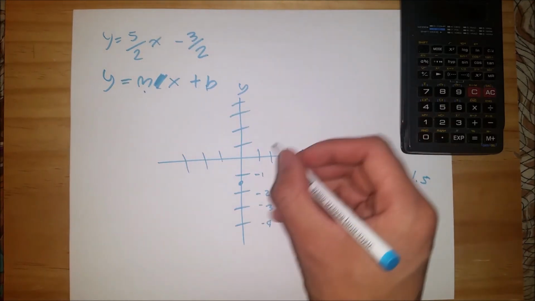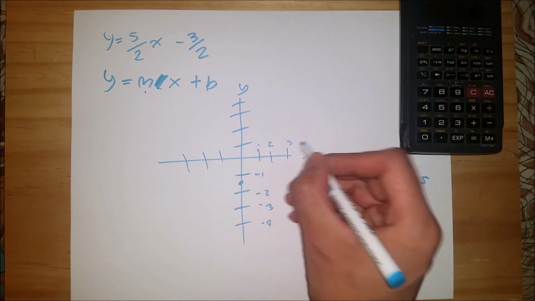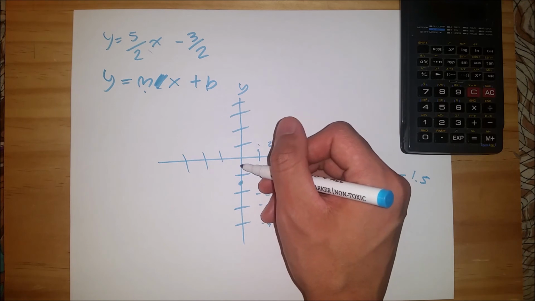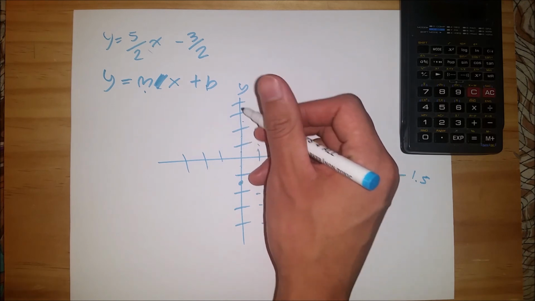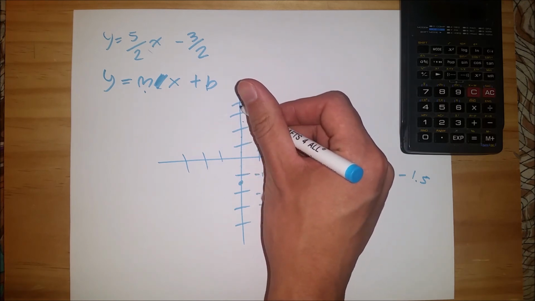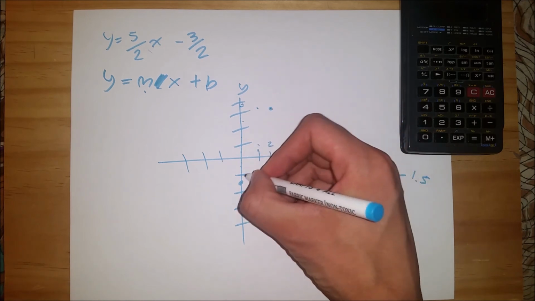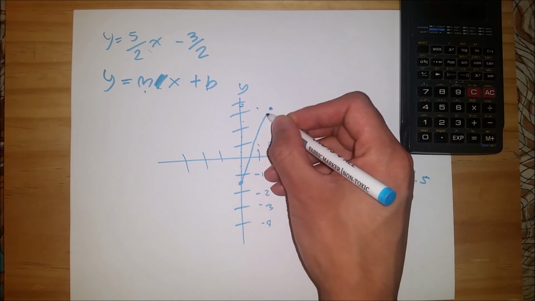And then the slope is 5 over 2, so it's go up 5: 1, 2, 3, 4, 5. And then go over 2: 1, 2, right here. So this line is this line here.